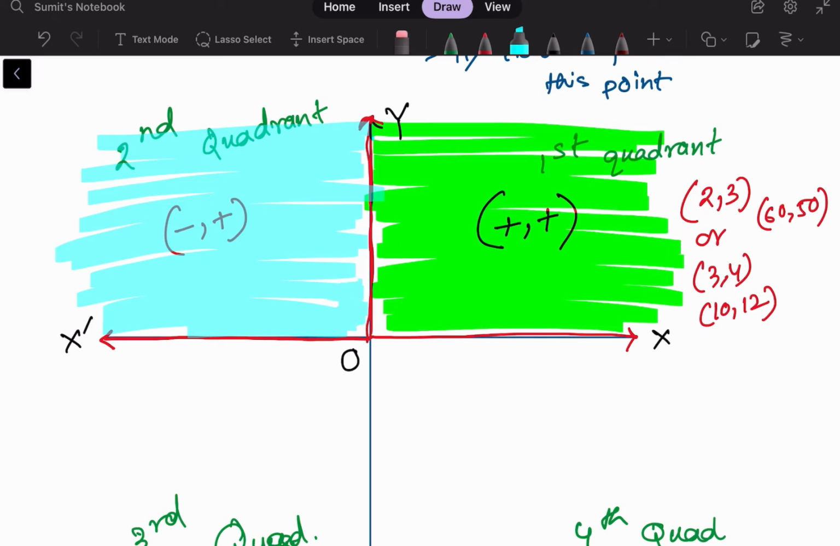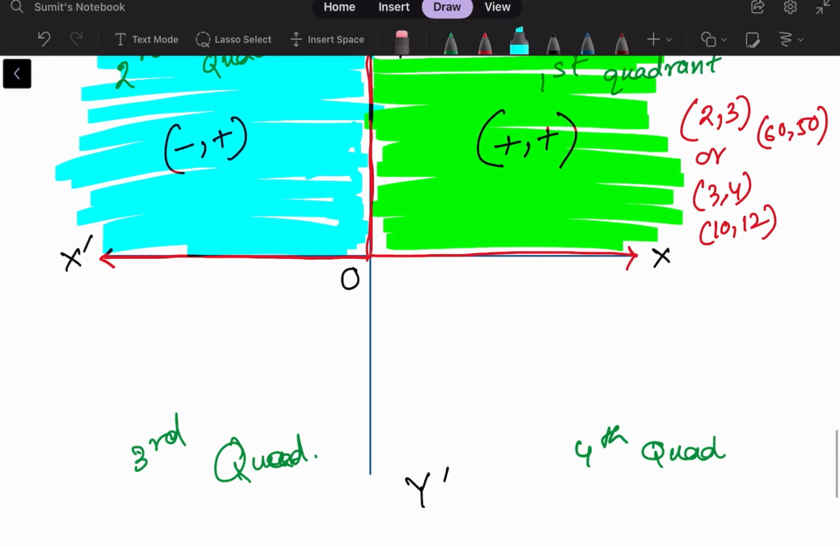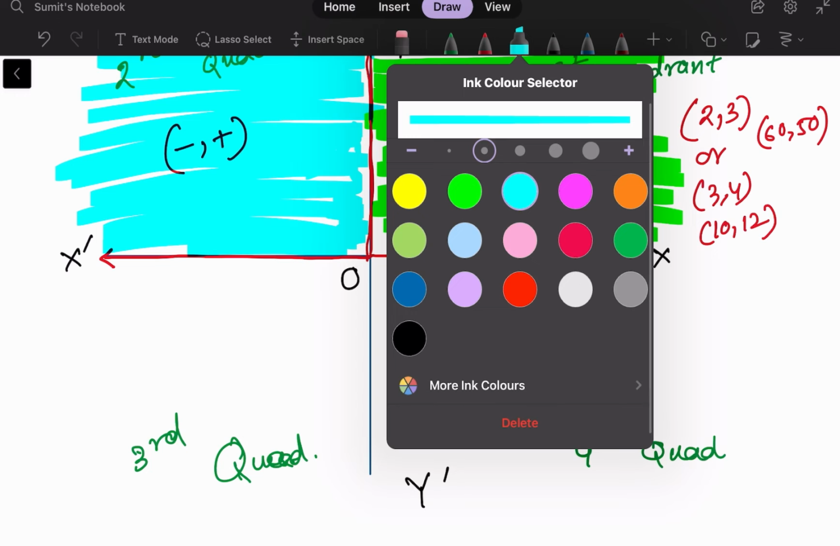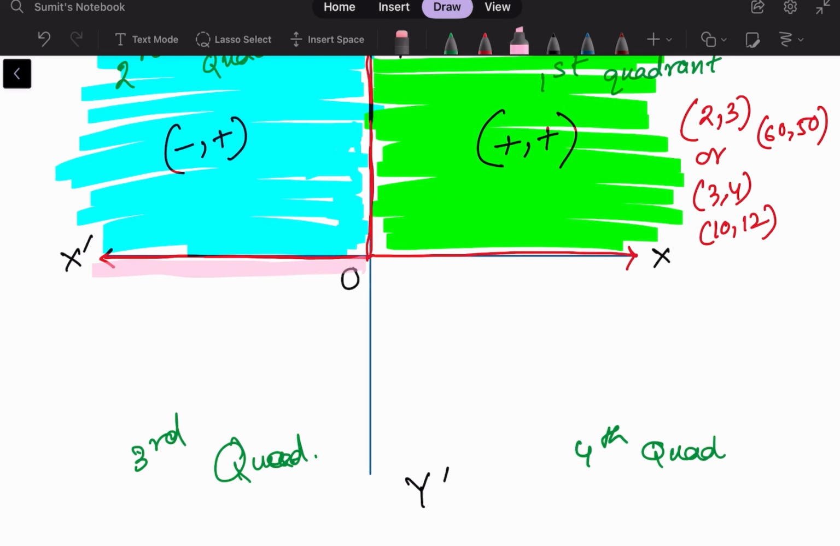This is actually called the second quadrant. The second quadrant is bounded by the negative x-axis and the positive y-axis, which is why it is negative comma positive. Can you say which axes bound the third quadrant? Third quadrant is bounded by the negative x-axis and the negative y-axis.